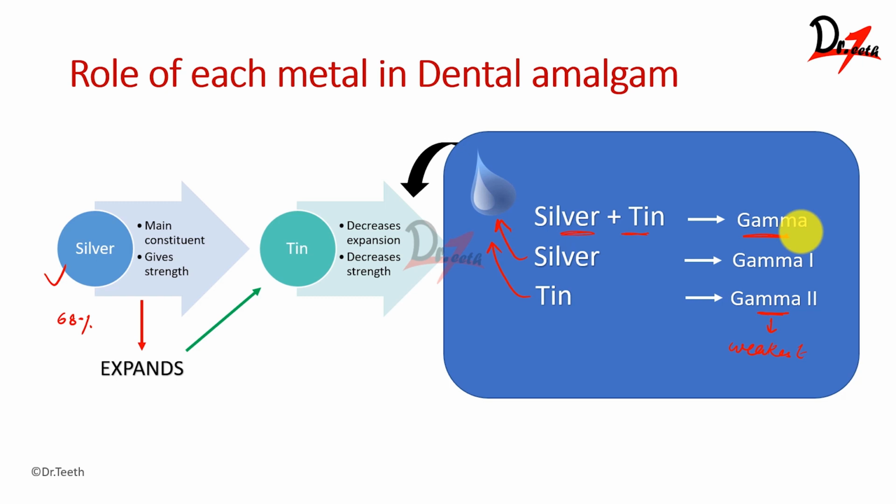And gamma is having the maximum strength. So along with these three phases, we also have voids. We'll see in the next slide a clear picture of the structure of the set mass. But see, here we have the gamma 2 phase. It is the weakest phase. It will corrode, it will make the restoration weak, and we don't want it, right?